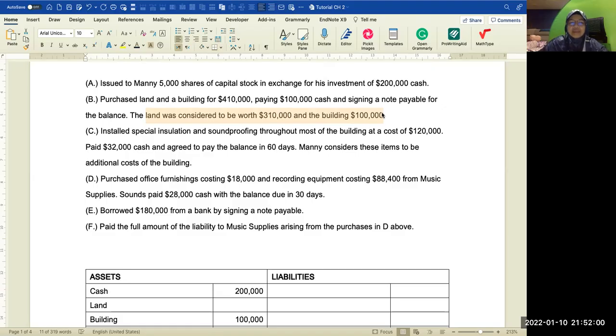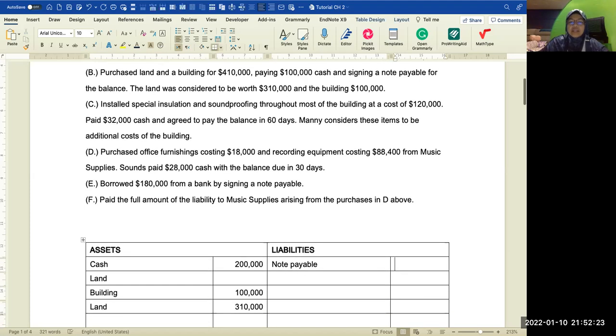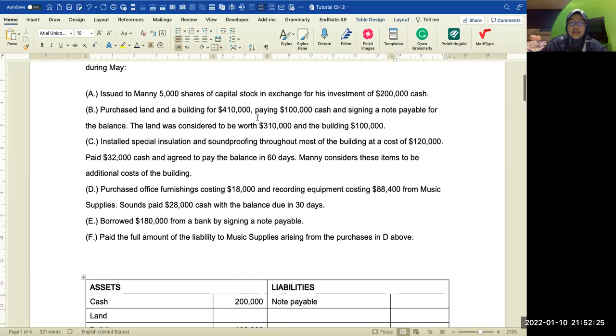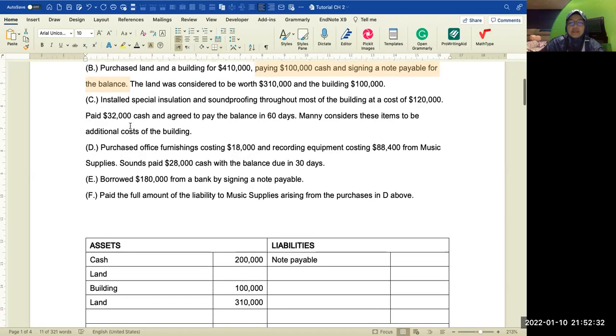So paying the 100K, which is not account payable. Under liabilities you have a note payable. How much is your note payable? 100,000. Are you sure? Again, read clearly. Read carefully. Paying 100,000 cash and signing note payable for the balance.